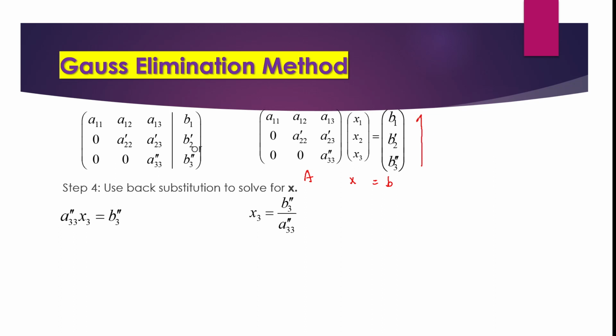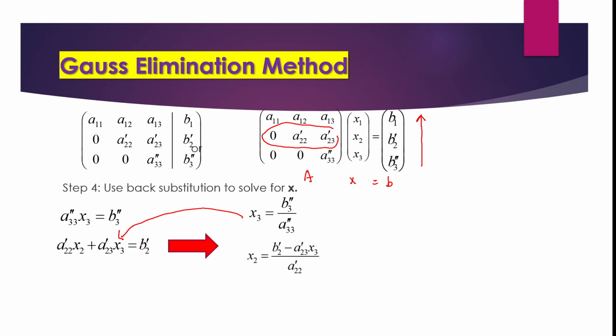And then once you obtain the value of x3, you can obtain x2 from the second equation. Take this row, multiply this column: 0 times x1 plus A22 prime multiply x2 plus A23 prime multiply x3 equals B2 prime. And then plug in the x3 value. Then you can obtain x2, which is B2 prime minus A23 prime x3, divided by A22 prime.